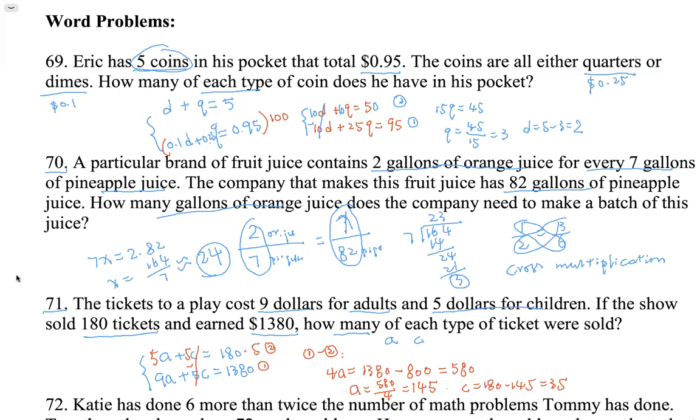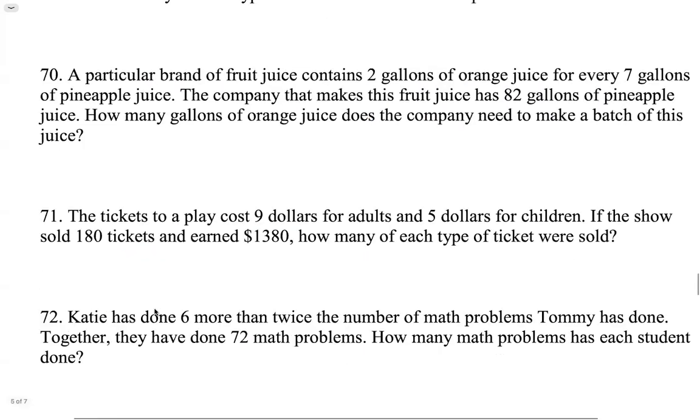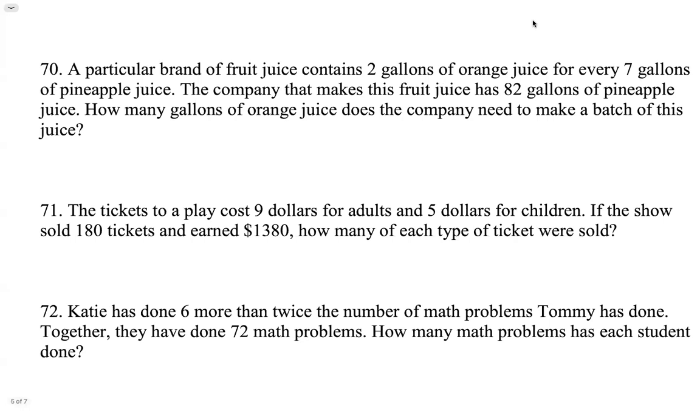Okay, one more. Let me erase all this. Lift this up. This is the last question. 72 is saying Katie has done 6 more than twice the number of math problems Tommy has done. Okay, so together they have done 72 math problems. So how many math problems has each student done?